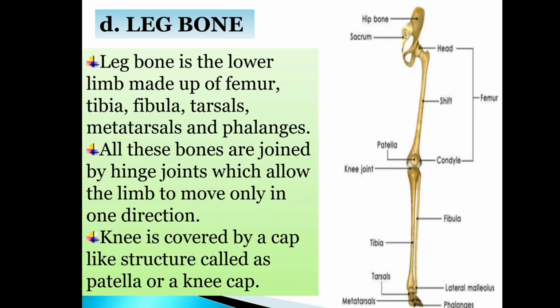Leg bone. The leg bone is the lower limb made up of femur, tibia, fibula, tarsals, metatarsals, and phalanges. All these bones are joined by hinge joints which allow the limb to move only in one direction. The knee is covered by a cap-like structure called the patella or kneecap.